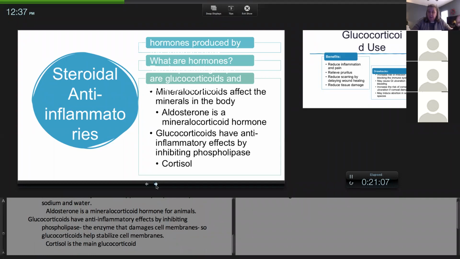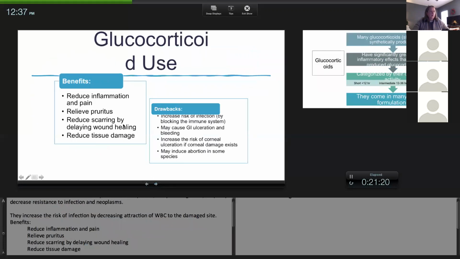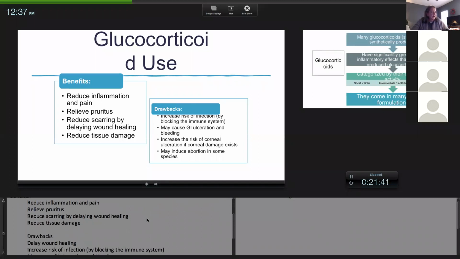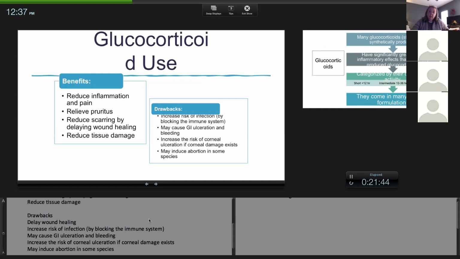That's what happens in the body naturally, but I'm talking about categories of drugs. So again, remember, for things that happen in the body, there's pharmacologic things that can mimic what naturally happens. So when we give glucocorticoids, why do we give them? Well, we reduce inflammation, we reduce pruritus, which is itching. You get reduced scarring by delaying the wound healing, and hopefully reduce tissue damage. So that all sounds wonderful and great. But the problem is there's always the downside. You also delay wound healing.